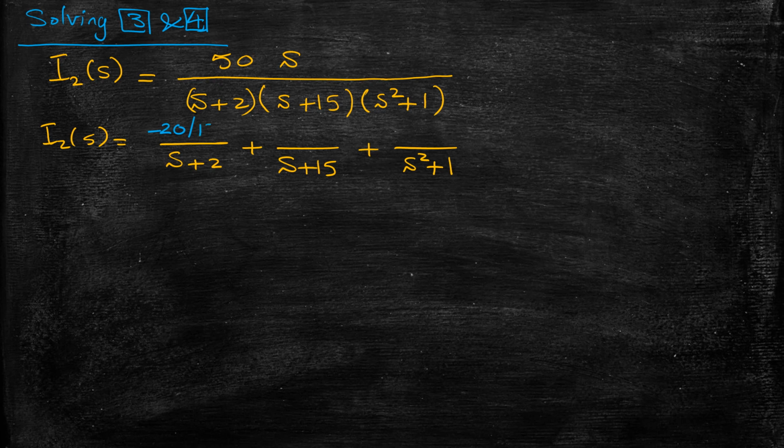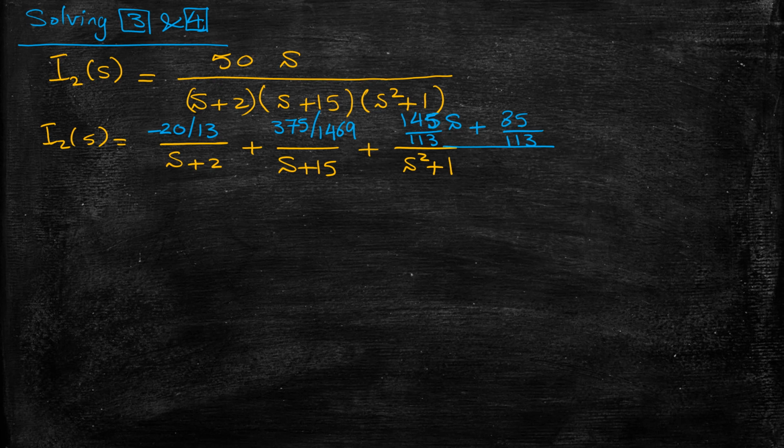So this is 20 over 13. The other one here will be 375 over 1469. And this one will be 145 over 113 S plus 85 over 113. So that's the new numerator. So this is just 5.